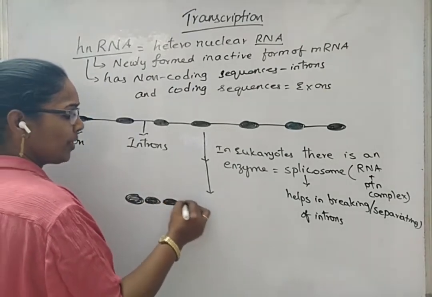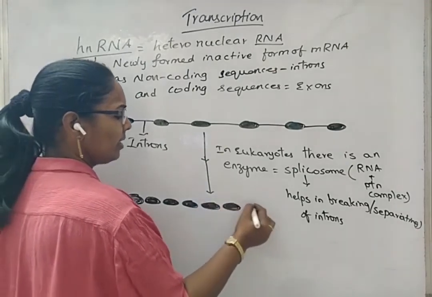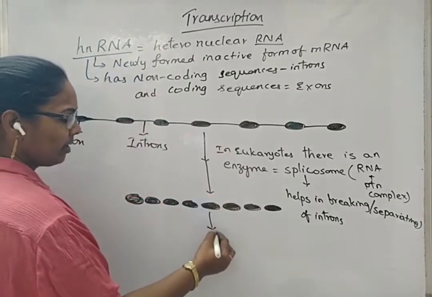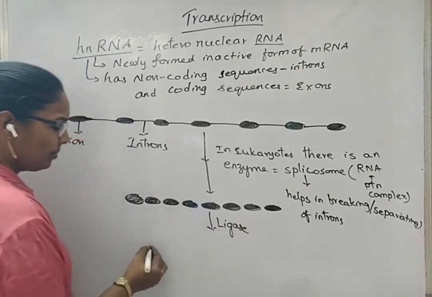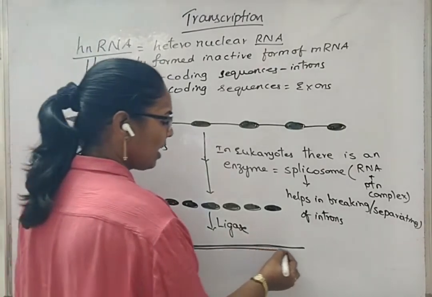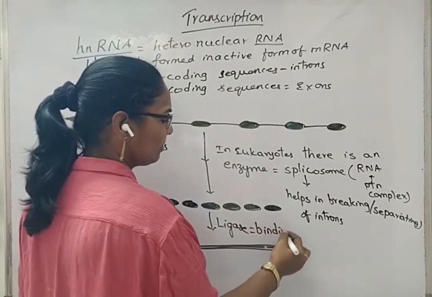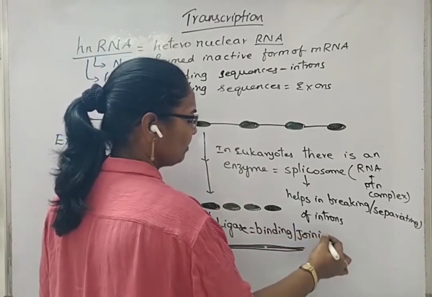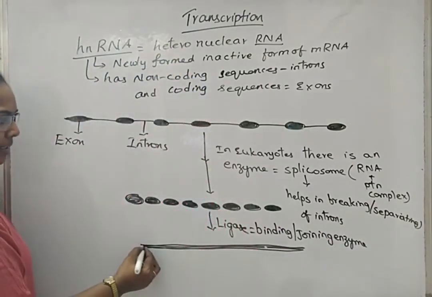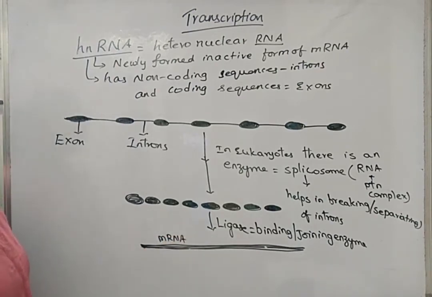But exons have to be attached to each other. So in the eukaryotic body, there is another enzyme, that is ligase. Ligase is also called a binding or joining enzyme. When ligase enzyme is involved, we get a continuous strand of mRNA, meaning the active form of mRNA. Now, this is completely formed mRNA, but still mRNA is considered to be inactive if its structure is like this.